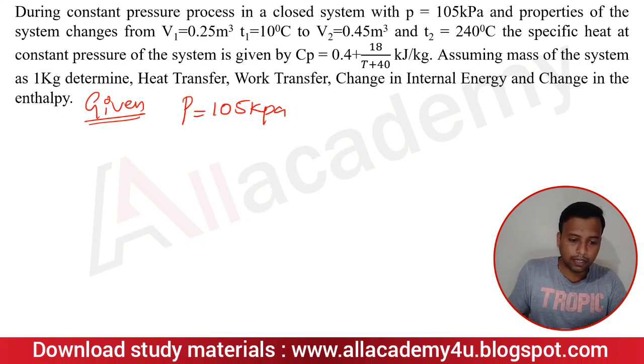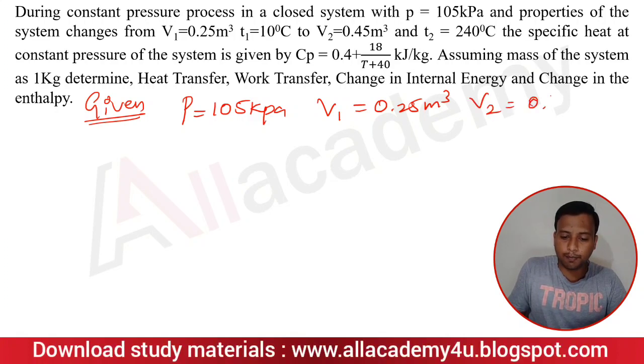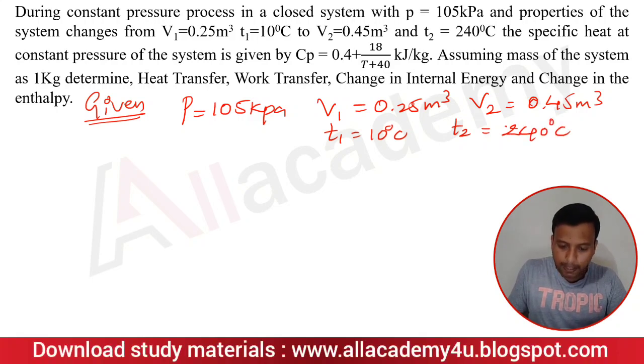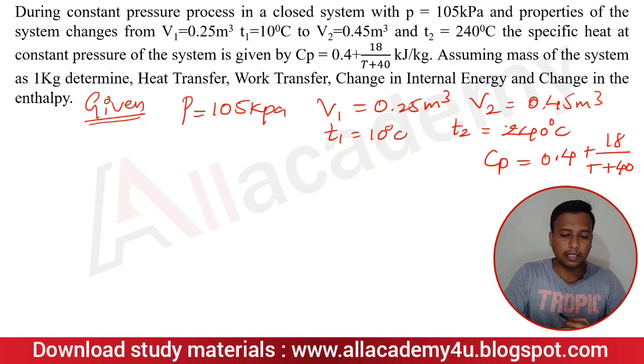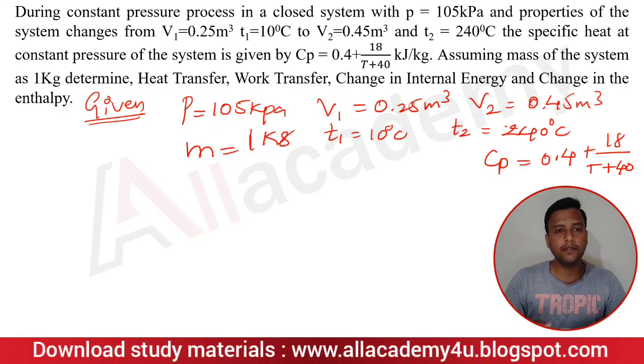The next, V1 is given: V1 equals 0.25 meter cube. V2 is given, that is 0.45 meter cube. T1 is given as 10 degrees Celsius. T2 is 240 degrees Celsius. Cp is given in the form of a relation, 0.4 plus 18 by T plus 40. And mass is given, that is 1 kg. Now with all these given data, we need to identify heat transfer, work transfer, change in the internal energy, as well as change in the enthalpy.